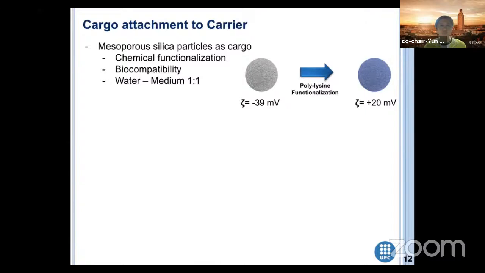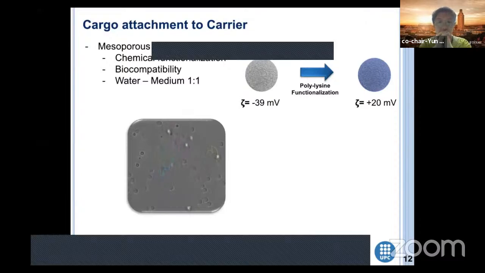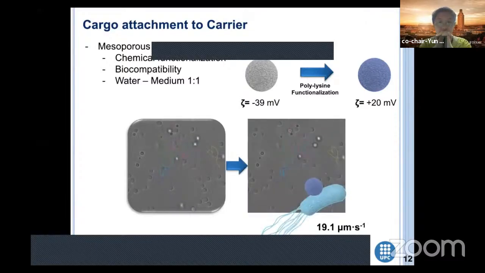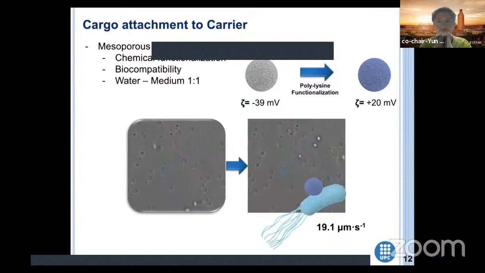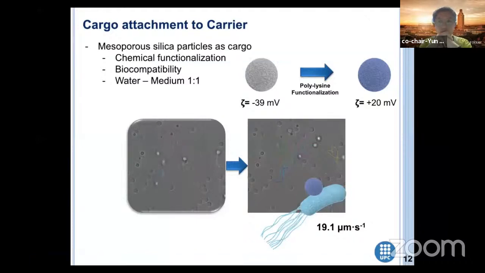Then, after the incubation of these particles under the conditions previously mentioned, different cases of attachment to the swimming bacteria were observed, therefore the assembly of bacteria bots. Different swimming tracks were estimated as well, as the ones shown in this image, with an average velocity around 19.1 microns per second for these systems. Even though the velocity is compromised a little, the assembled bacteria bots are capable of effectively transporting the cargo, in this case the silica particles loaded with polylysine.